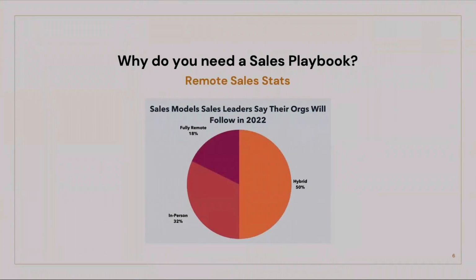So why do you need a sales playbook? Well, this is an interesting one. Of course, we live in a completely new world now, post-pandemic, and remote sales stats show us, as you can see here in this sales modeling, that generally 50% of businesses have their sales teams working in a hybrid model. Similar to us, we're normally 2 or 3 days in the office and 2 or 3 days working remotely from home. Everyone being back in the office is only about 30% at the moment. And 18% is fully remote.